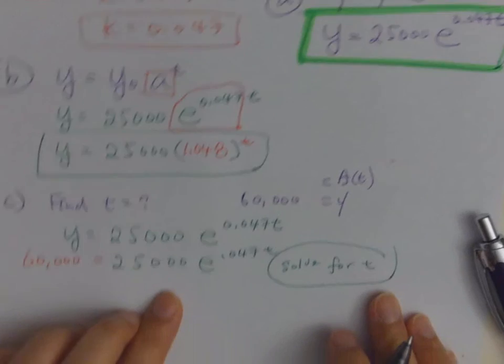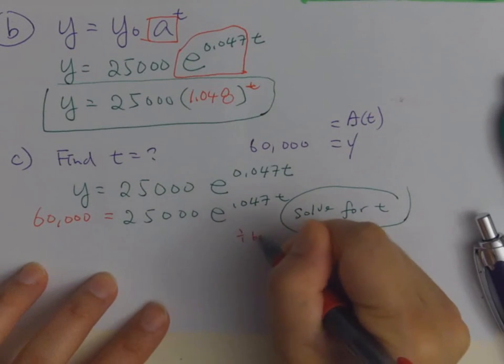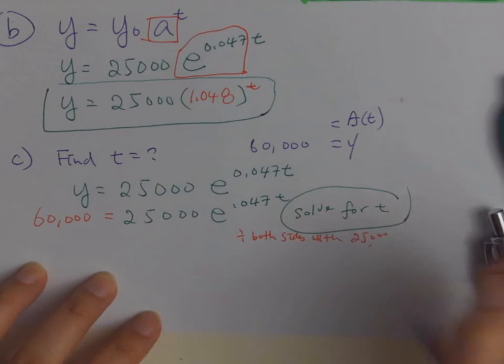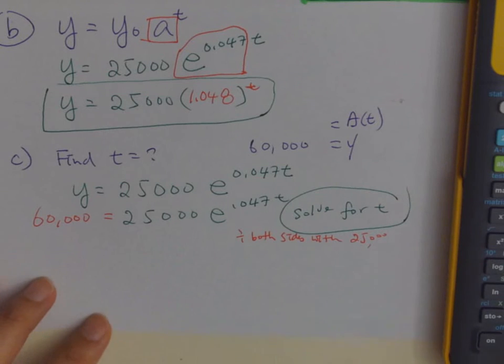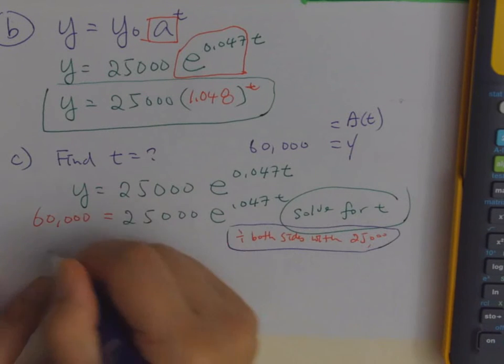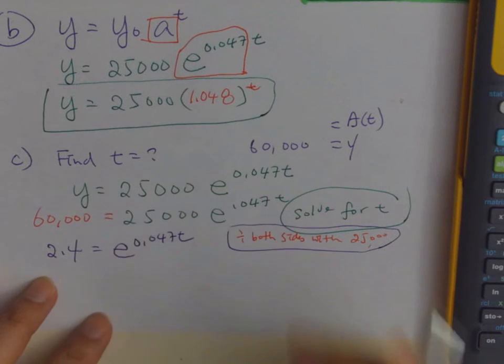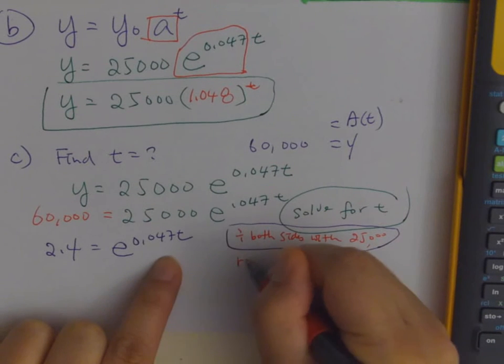Okay, so because t is on this side, I need to make my right hand side more simplified, so divide both sides with what? Divide both sides with 25,000. So 60,000 divided by 25,000 is what? 2.4, so it's kind of a nice number, so we can go ahead and write that down. 2.4 equal to e^(0.047t).